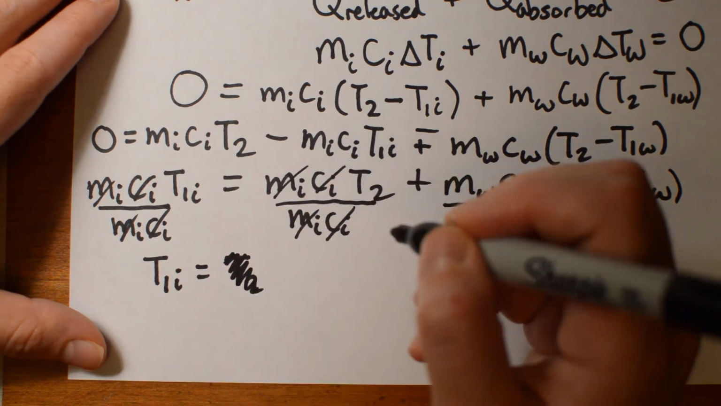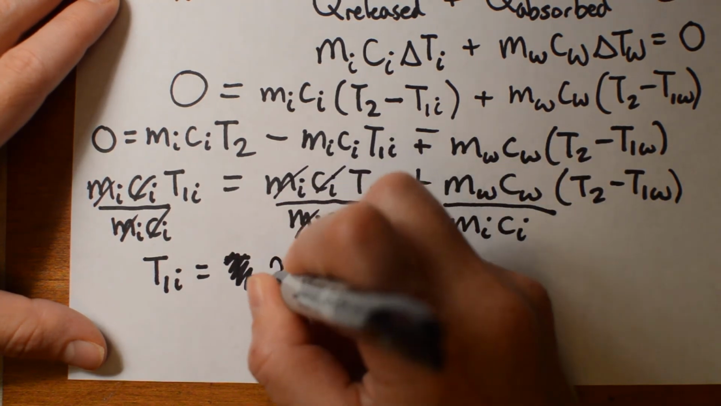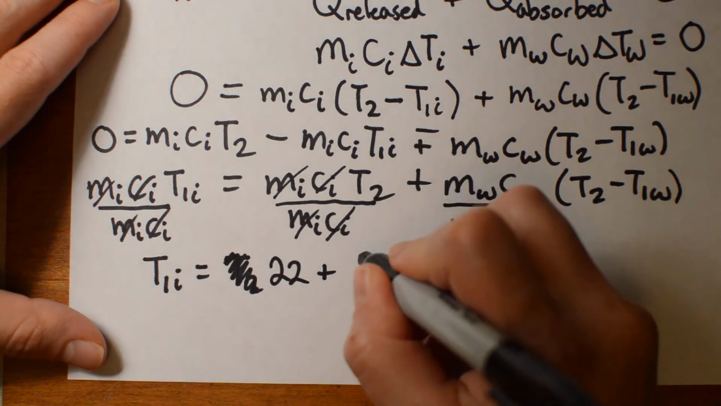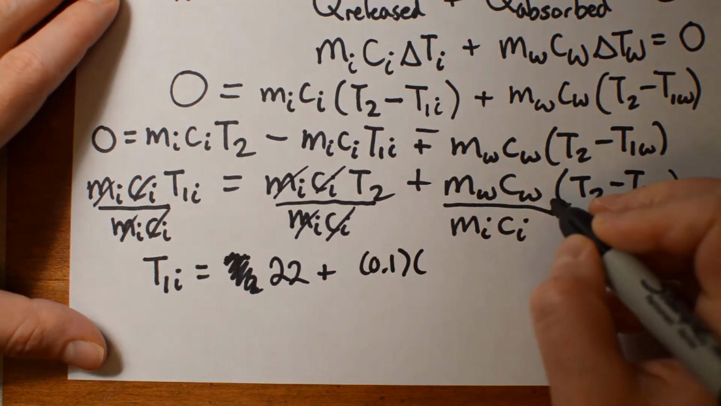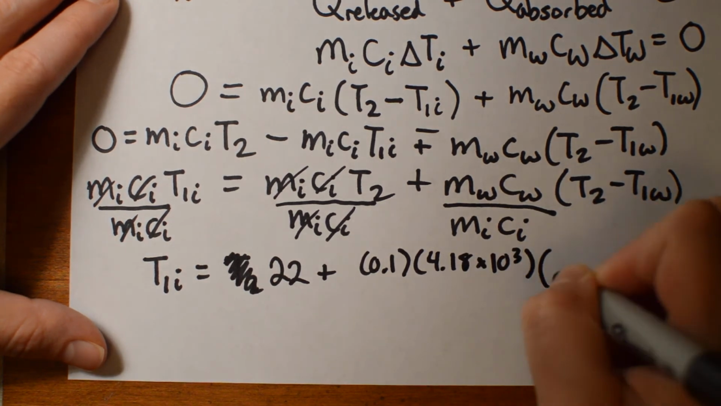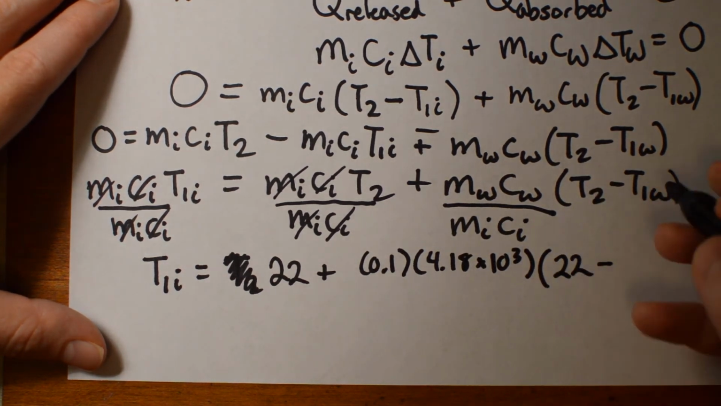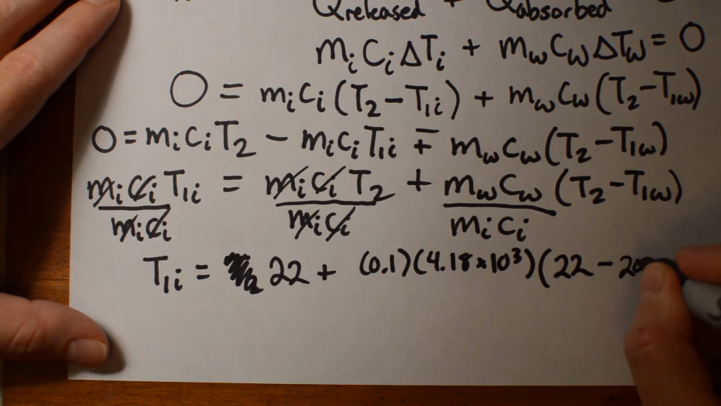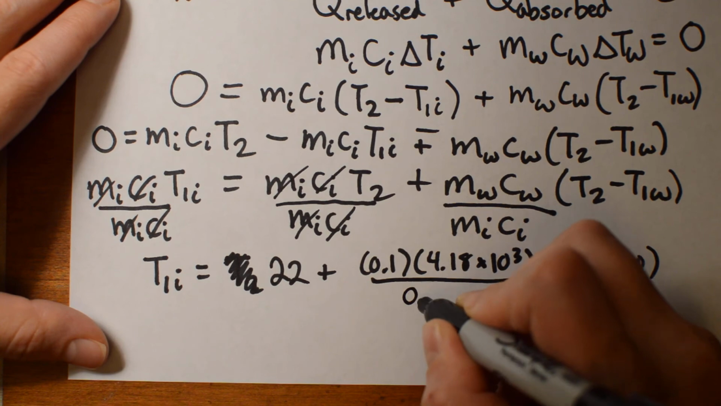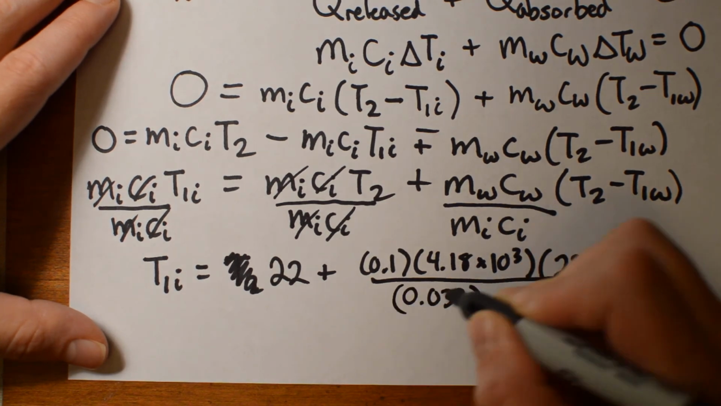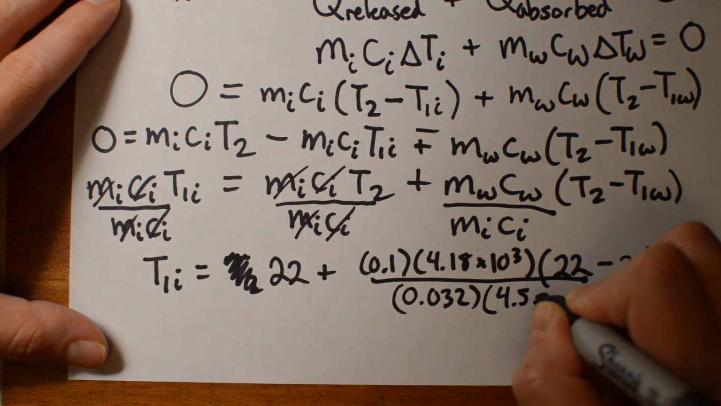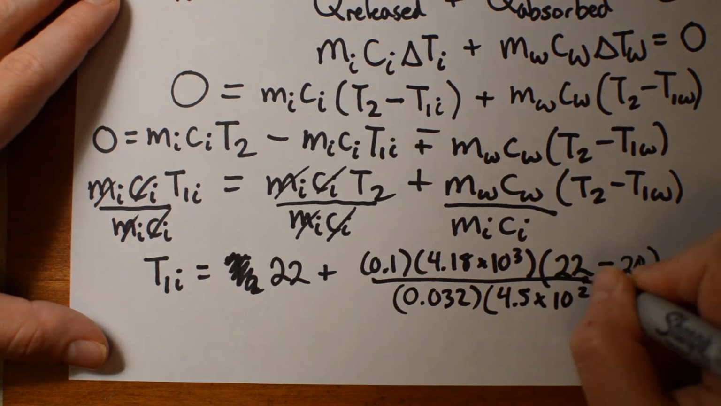So T2 is 22 degrees, and then mass of the water is 0.1. Heat capacity of water is 4.18 times 10 to the 3. T2 is 22. T1 of the water is 20. All divided by mass of the iron is 0.032. And heat capacity of the iron is 4.5 times 10 to the 2, and that's it.